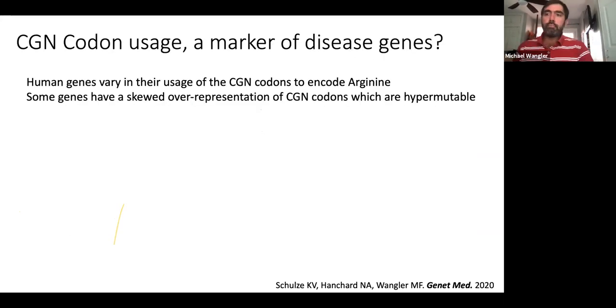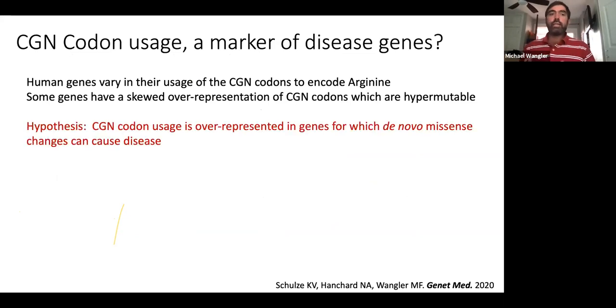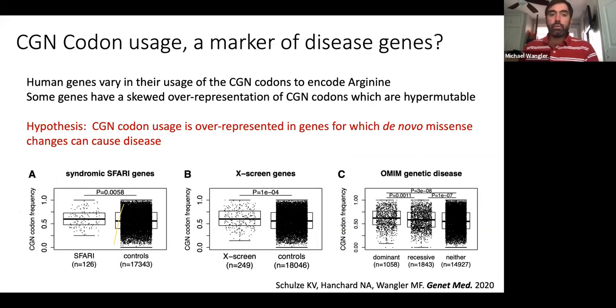So at that point, we were thinking, okay, human genes vary in their usage of CGN codons to encode arginine. Some genes are going to naturally have a skewed overrepresentation of those codons. And so we hypothesized that those are the genes we should look at very carefully, because those are the genes where, for reasons of selection, those codons have been retained, and they're going to be very susceptible to de novo changes that could cause disease. And so what we did here is we compared CGN codon frequency across a set of genes.